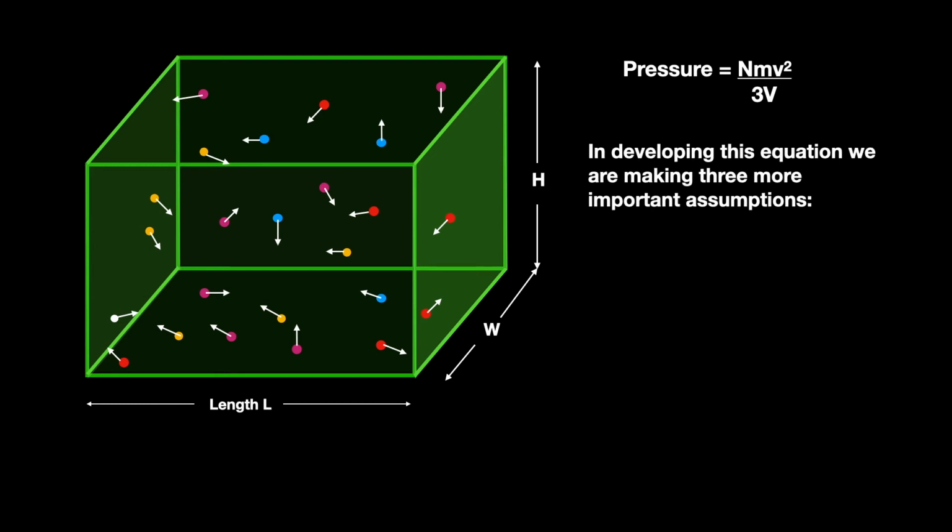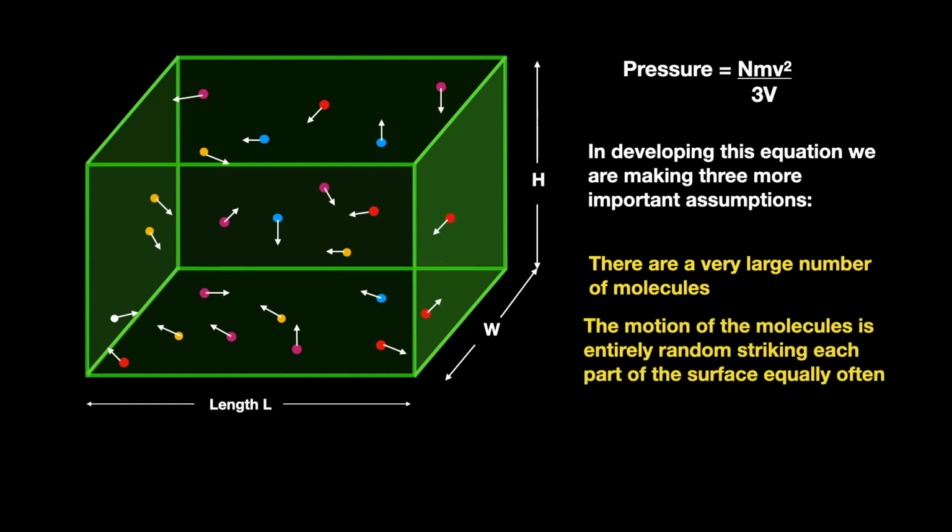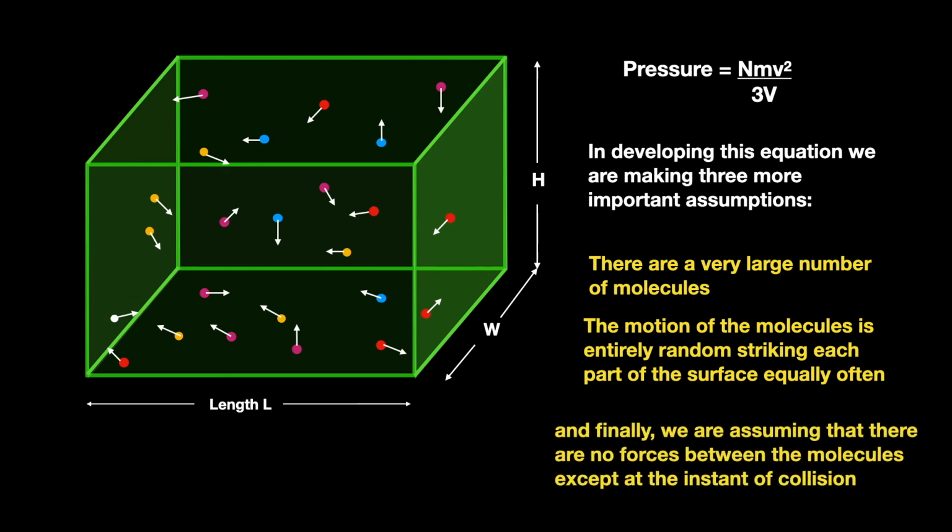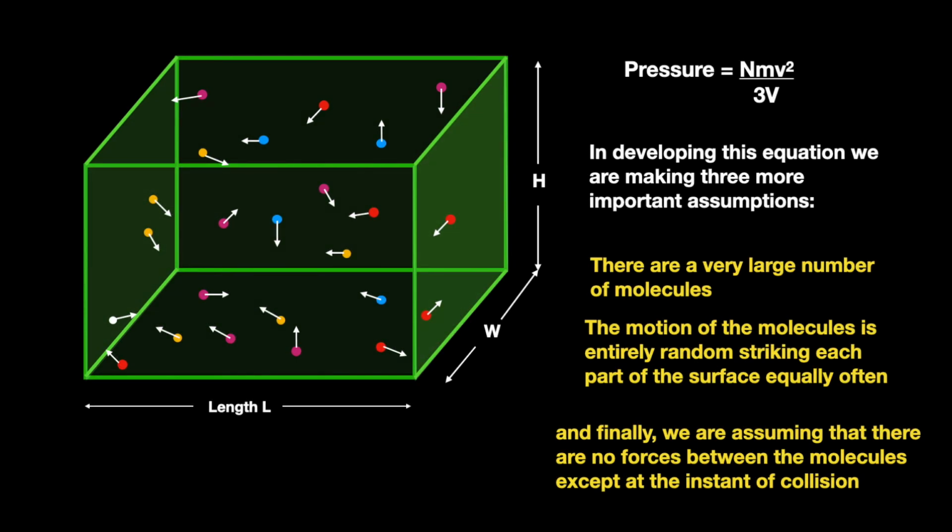So in examining what we've said in deriving this expression, pressure is N m little v squared over 3 big V, we've made a few important assumptions. We've assumed that the pressure on each face is going to be fairly constant, and for that we're assuming there must be a very large number of molecules. So the time between the individual impacts is tiny. We've assumed that the motion of the molecules is entirely random, striking each part of each surface equally often. And finally, we're assuming that there are no other forces between the molecules which will disturb this linear motion that we've been talking about, except, of course, a force at the instant of collision.